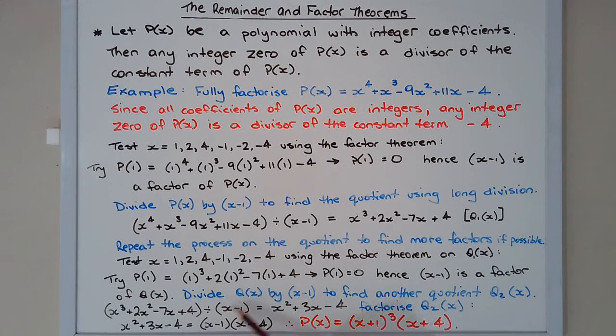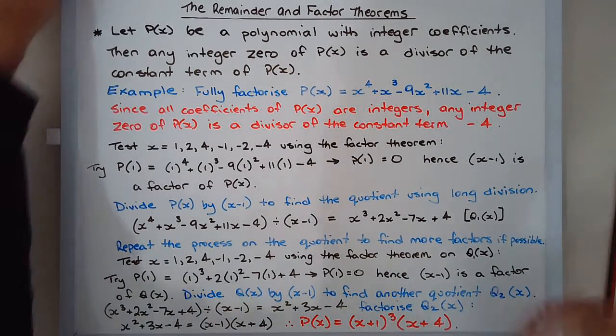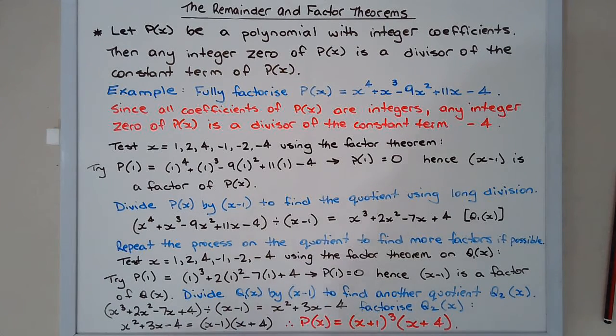Next, we divide Q of x, or Q1 of x. I'll just fix that now. So that's Q1 of x there. So divide Q1 of x by x minus 1 to find another quotient, Q2 of x. So again, we use long division. x cubed plus 2x squared minus 7x plus 4 divided by x minus 1. And this time we get a quadratic, x squared plus 3x minus 4. We'll call that Q2. Let's repeat the process again.